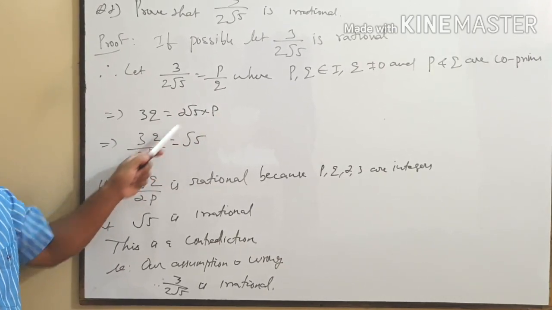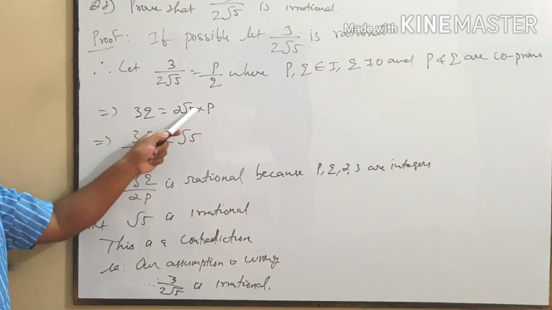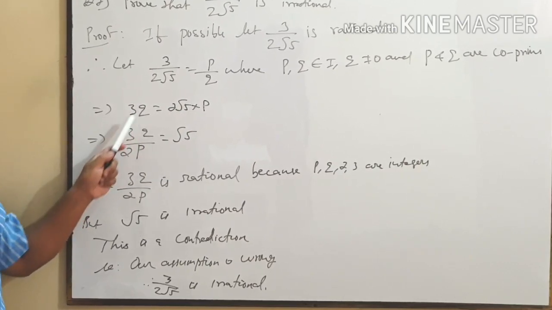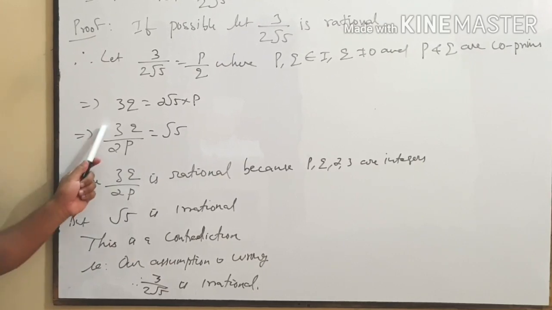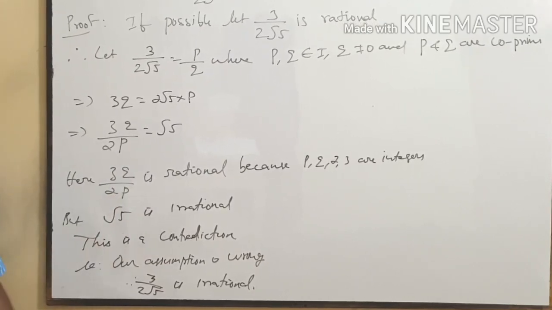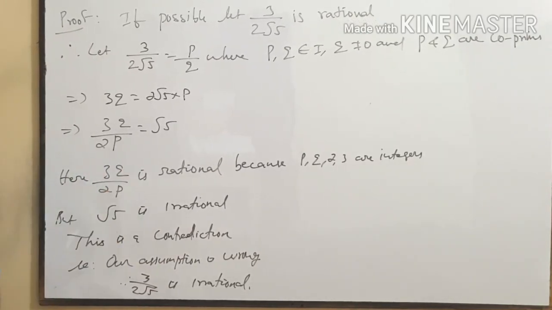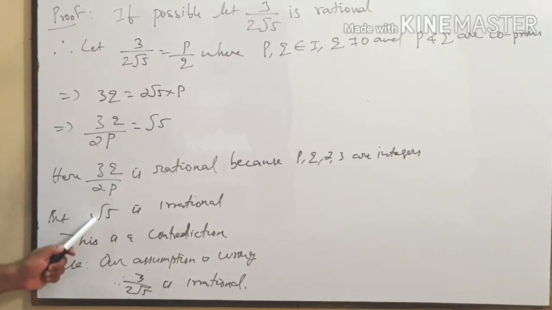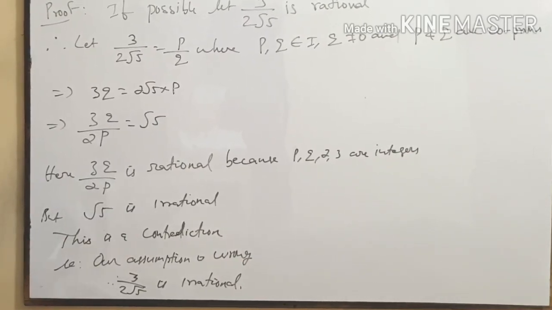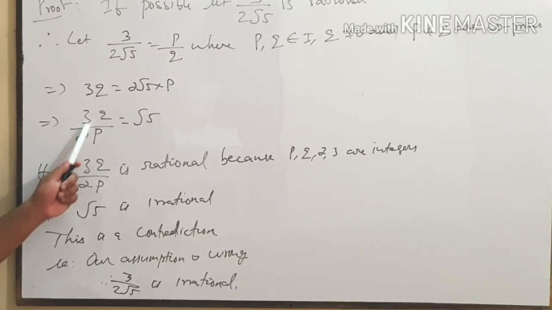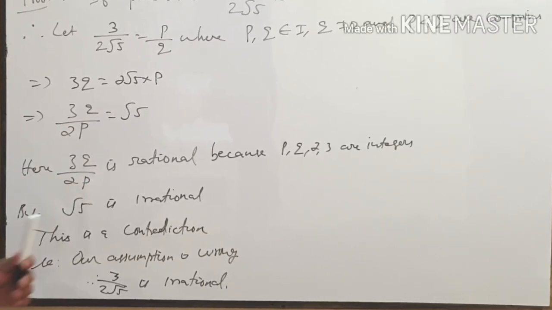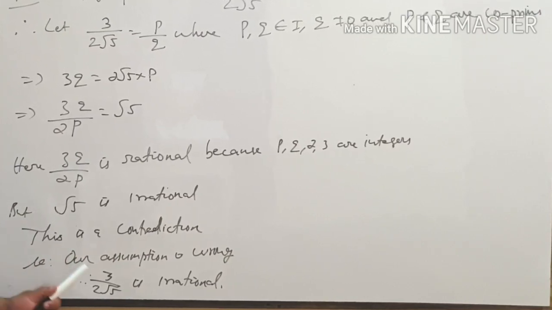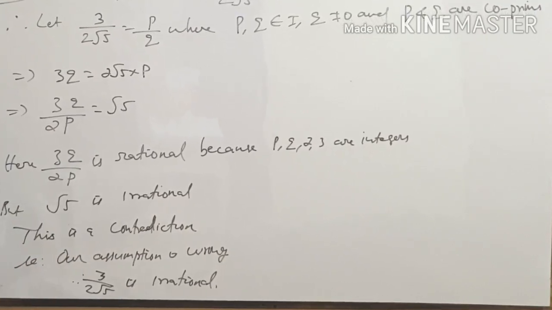Taking 2 and p to LHS, we get 3q by 2p is equal to root 5. Here 3q by 2p is rational because p, q, 2 and 3 are integers, but root 5 is irrational. That is, LHS is rational, RHS is irrational. This is the contradiction. That is, our assumption is wrong. Therefore, 3 by 2 root 5 is irrational.